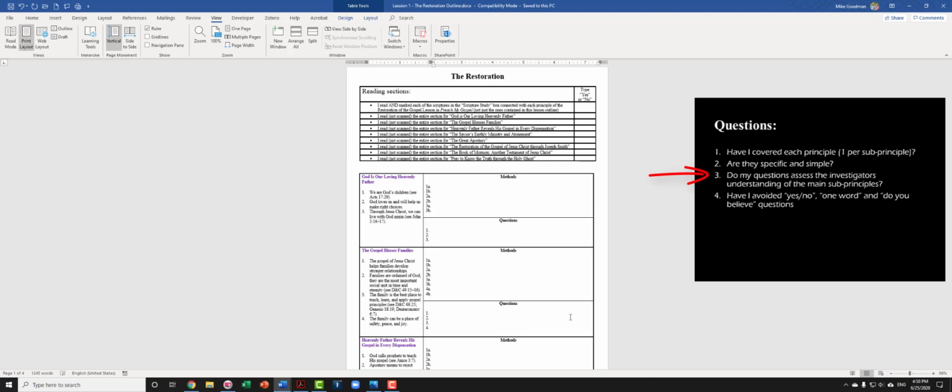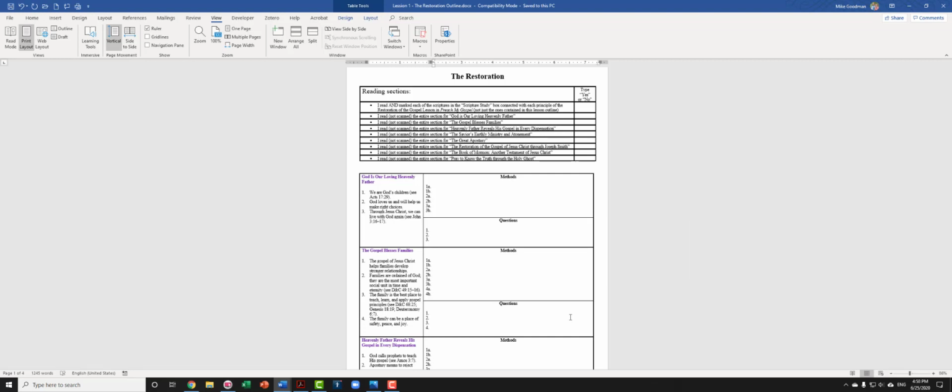Third, does the question assess your investigator's understanding of the sub-principle? Not whether they believe it, not whether they'll live it, but do they understand it? And then finally, fourth, have you avoided questions that can be answered with yes, no, or one-word answers? These don't really assess their understanding. You'll only know if they understood when they share what it is that they understood. Now that you have the basics down, let's take a look at a couple examples and see if we can't figure out how to do this most meaningfully.